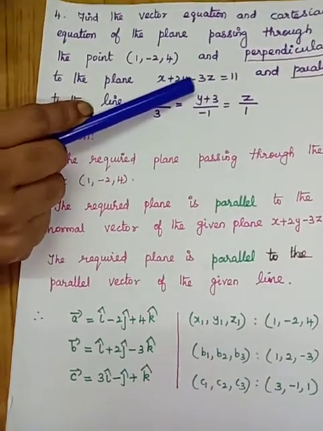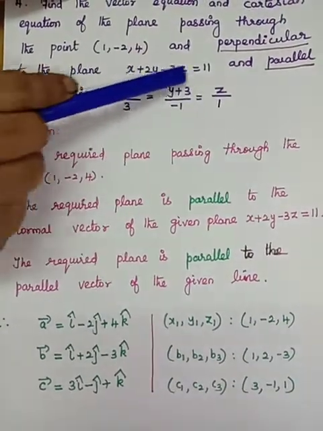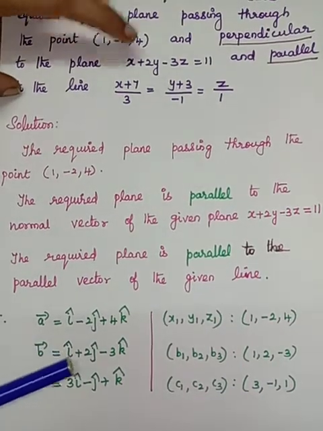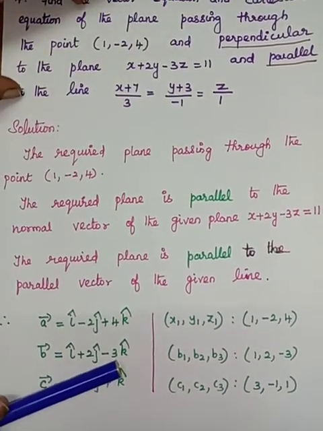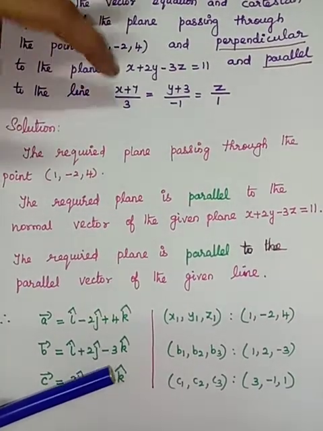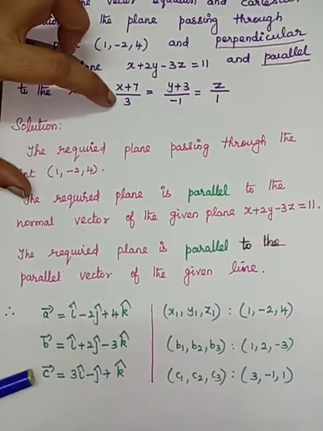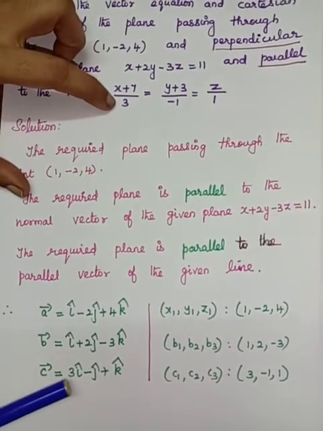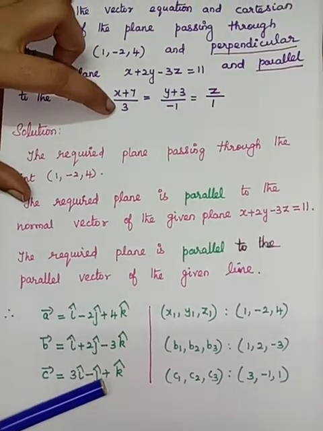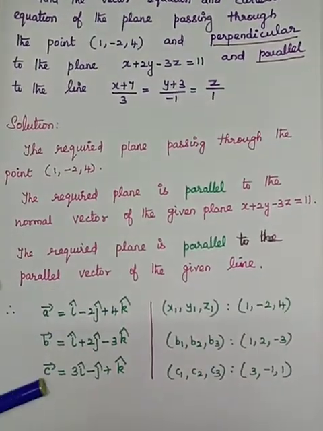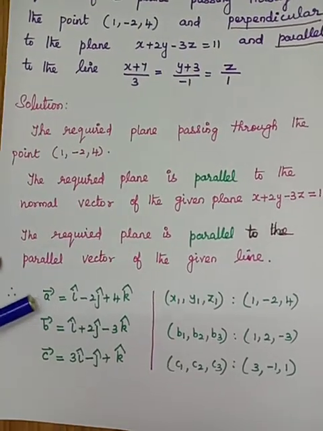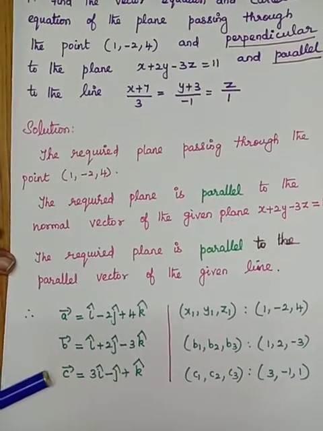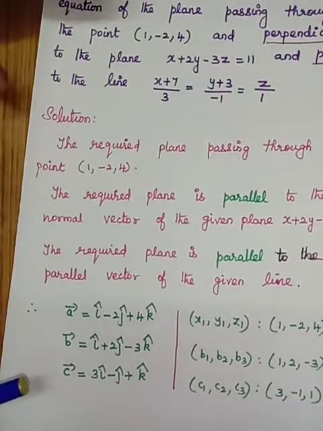So your required plane is parallel to the normal of this given plane. So your b vector is equal to i cap plus 2j cap minus 3k cap. And from the denominator of the line, we can write one more parallel vector to the required plane. So that is c vector equal to 3i cap minus j cap plus k cap. So I have written the three vectors. The first one is the position vector of the passing point. B vector and c vector are the parallel vectors to the required plane.